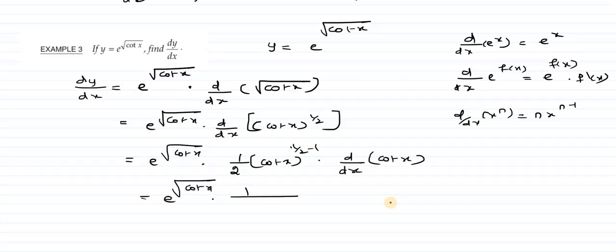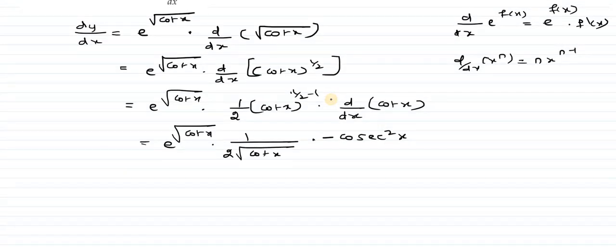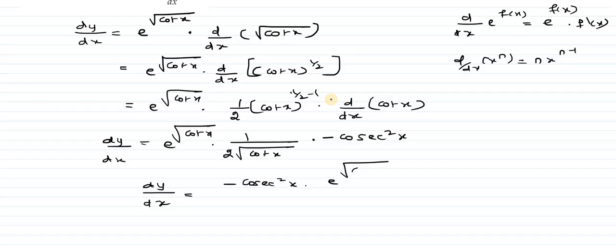Now here this will be what? 1 by root cot x, correct? Half minus 1 is minus half. You can bring it to the denominator. Differentiation of cot x is minus cosecant square x. Here x is given, so I need not proceed further. If a function is given, I need to do one more differentiation. Correct? So dy by dx, now write it properly so that your answer looks good, that is minus cosecant square x e power root cot x divided by 2 root cot x.